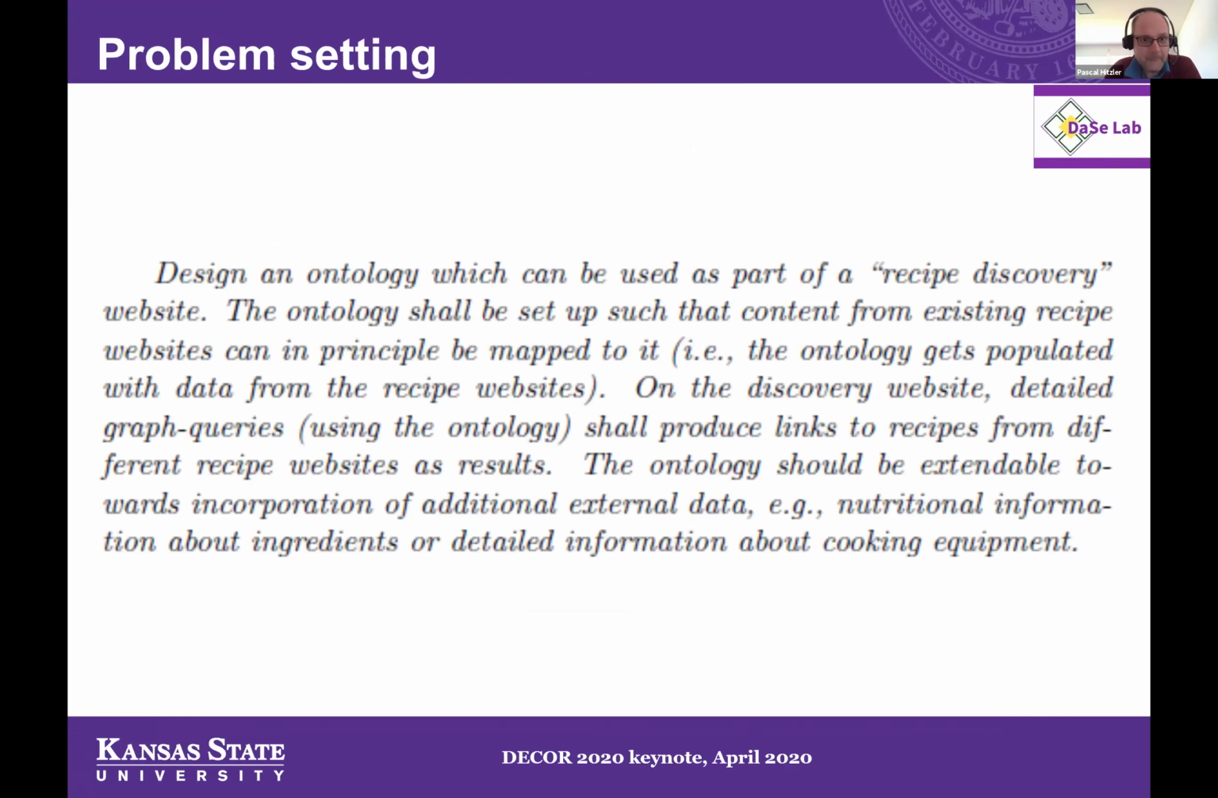So here would be a problem setting, a use case description. I'll read it. Design an ontology which can be used as part of a recipe discovery website. The ontology shall be set up such that content from existing recipe websites can in principle be mapped to it. The ontology gets populated with data from recipe websites. On the discovery website, detailed graph queries using the ontology shall produce links to recipes from different recipe websites as results. The ontology should be extendable toward incorporation of additional external data. That's now the scope of use cases. For example, nutritional information about ingredients or detailed information about cooking equipment, etc. So this gives you a rough description of what you want to do.